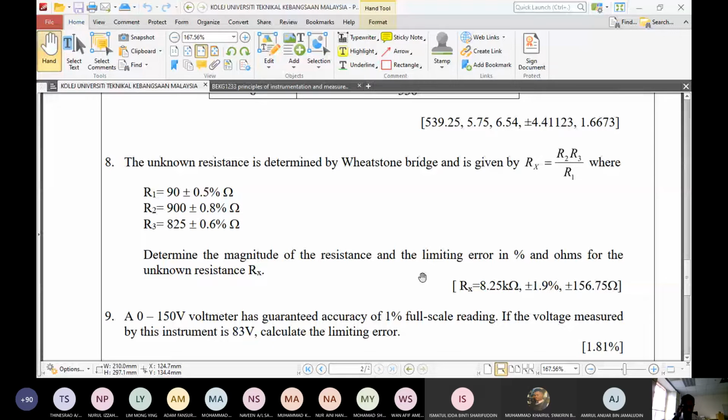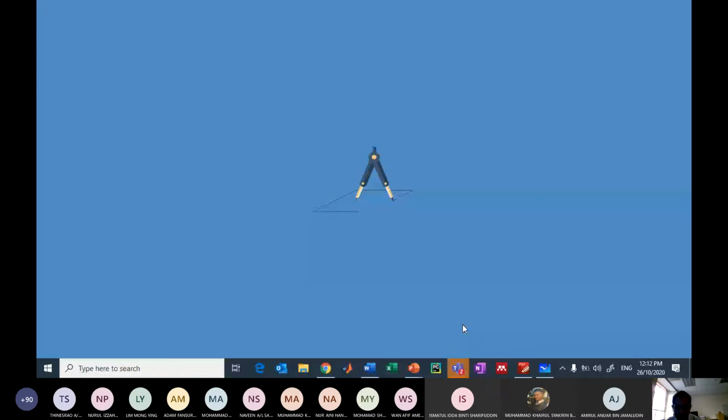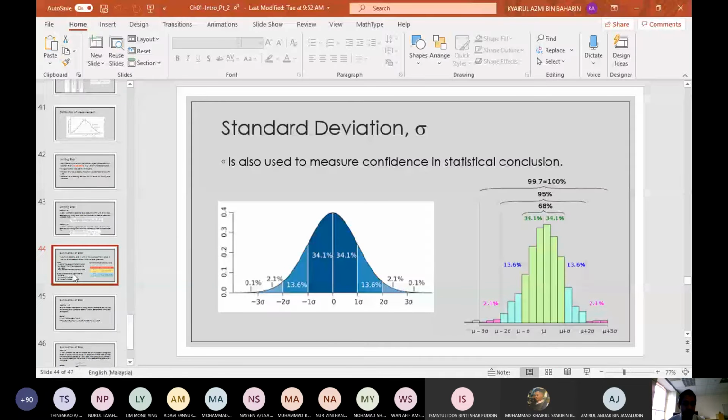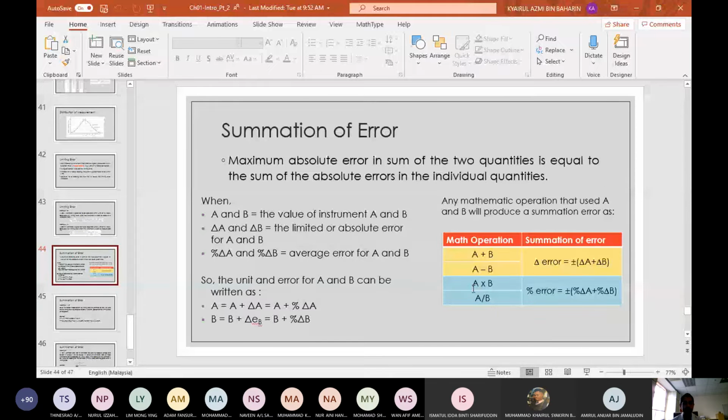Okay, so first we need to identify what is the relationship between all the variables or all the parameters in the equation. So we see it's multiplication and division. We need R2 multiplied by R3 and then divide by R1. So in this case, we need to add them. This question refer to this slide here. In your lecture note, you need to refer to the slide on summation of error, which is this slide. Okay, hold on. This slide. Slide number 44.